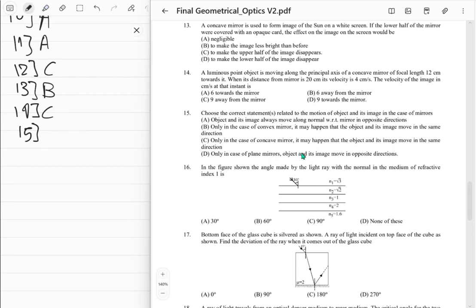They will never move in the same direction, right? Because 1 upon v plus 1 upon u equals 1 upon f for all kinds of mirrors: plane mirror, concave mirror, convex, whatever. Because of that, dv upon dt is negative v squared upon u squared times du upon dt. It means it will always be opposite to du upon dt. So it's never possible for these two to move in the same direction.